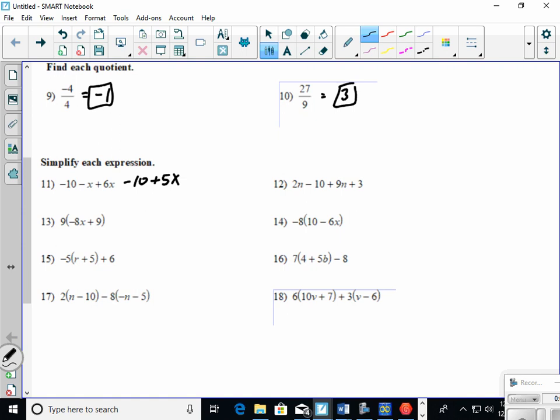12. Looking for what we have that are alike. We have 2n and 9n that are alike. And then we have negative 10 and 3 that don't have any variable with them, so they're constant terms. You're going to be able to combine those. So we have 2n plus 9n, which is 11n, and then negative 10 plus 3 is negative 7.